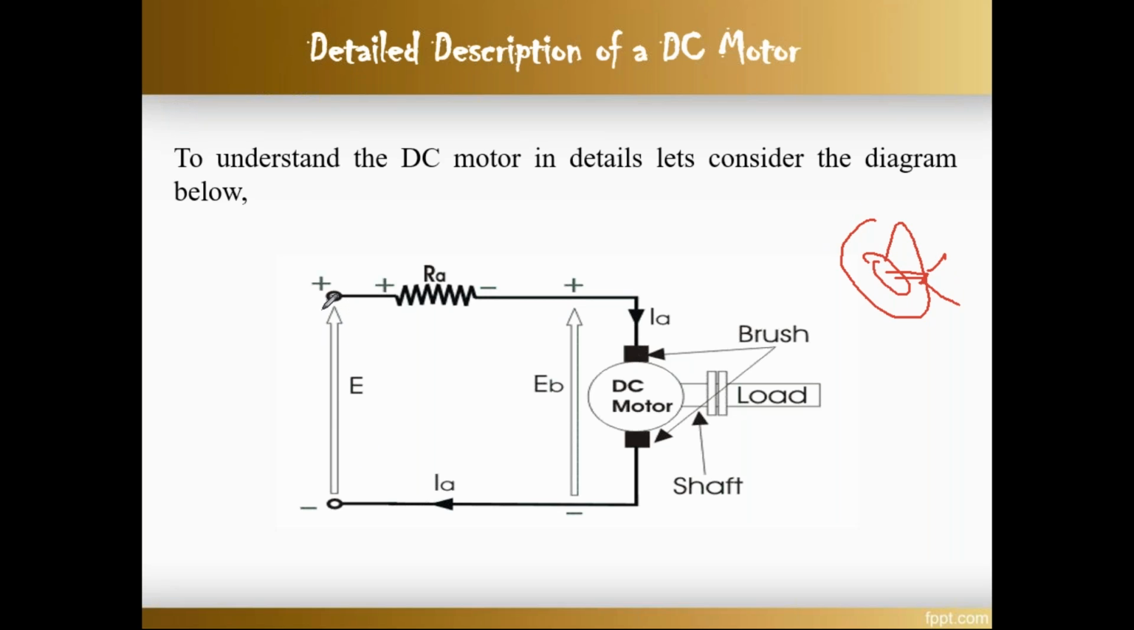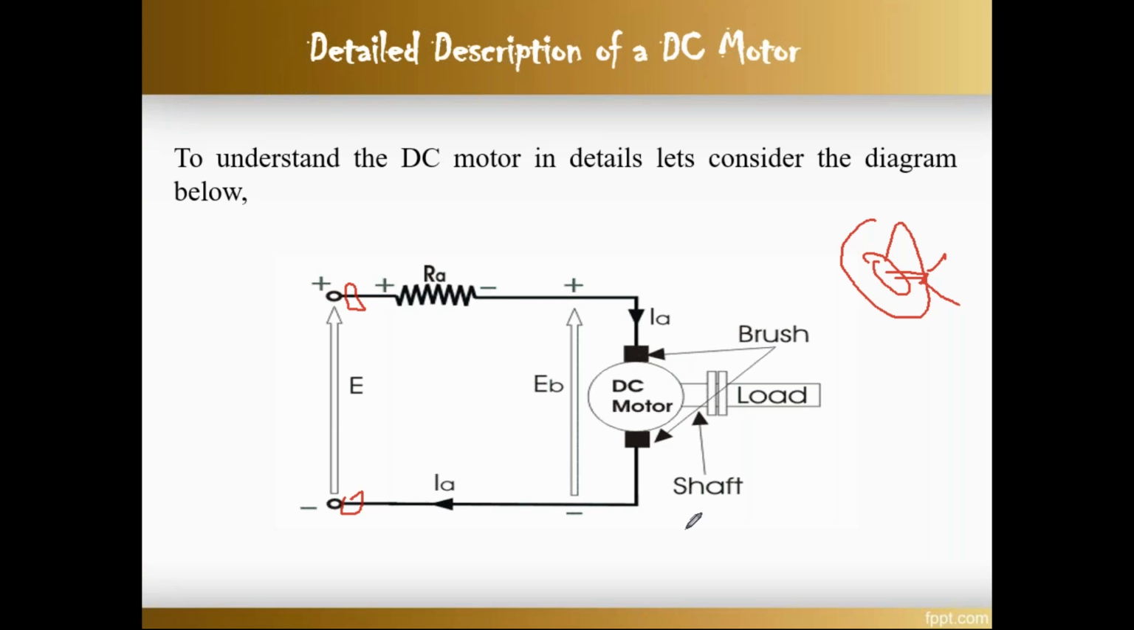Same thing here. Just think of these as brushes, and we give the supply to the brushes, and these brushes are linked with the armature winding, that is RA. And after that, the rotating part is coupled with the load through the shaft. So this is the way of working in a DC motor.